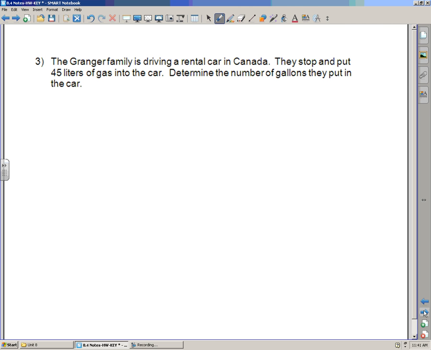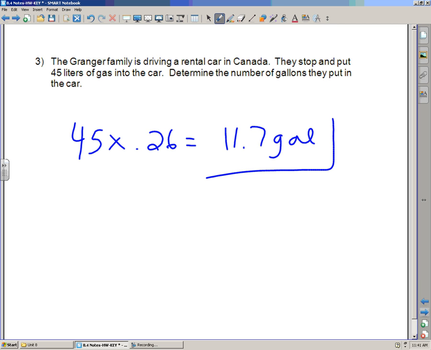Number 3, the Granger family is driving around Saskatchewan, Canada. They stop and put 45 liters of gas into the car. Determine the number of gallons they put into the car. Well, in terms of changing liters into gallons, it says to take the liters and multiply that by 0.26, and that gives you 11.7 gallons.